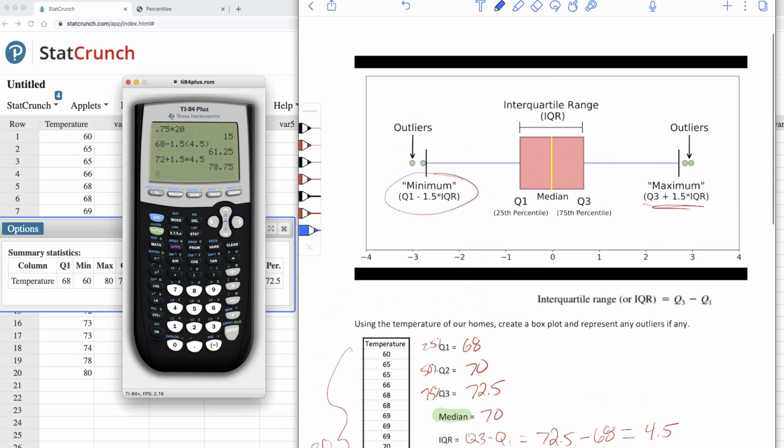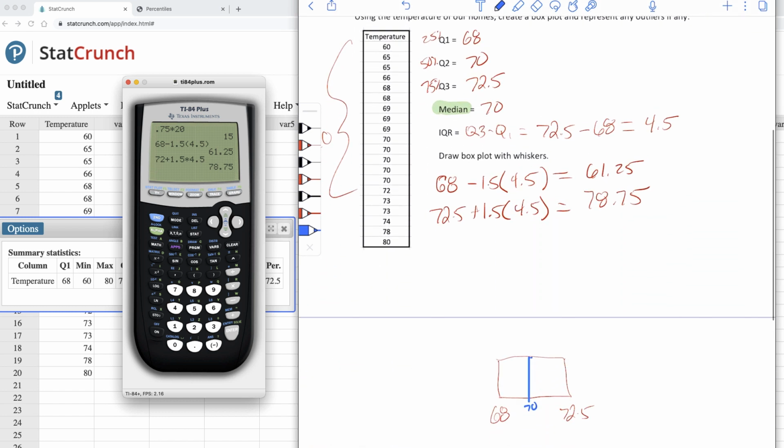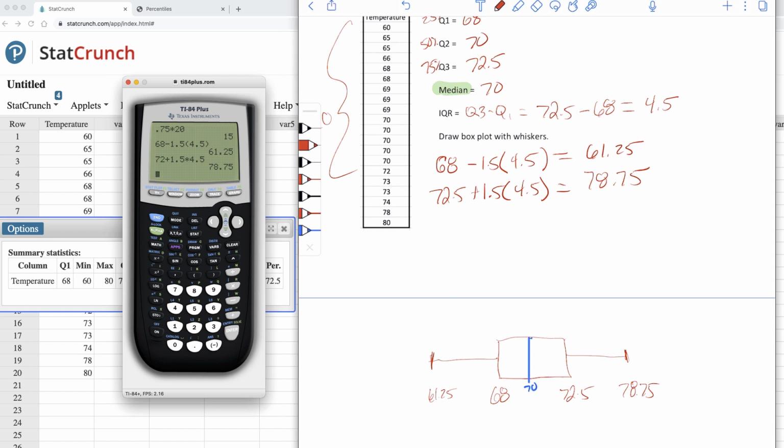Now we're going to draw our whiskers out to our minimum and maximum, which are calculated with these values. Our minimum was 61.25, so I'm going to draw a whisker out to 61.25. And I'm going to draw a maximum out to 78.75. You want to make sure these whiskers are what they should be in terms of the units, right? This is about 6 units, and this is about 7 units. So this side's a little longer. Okay, so we got that part.